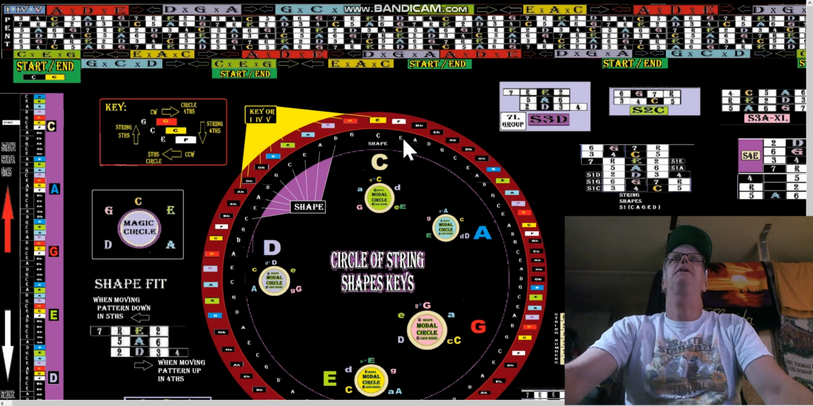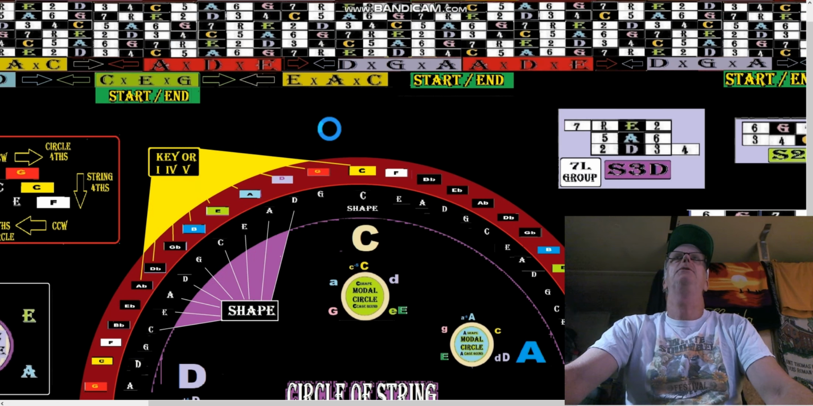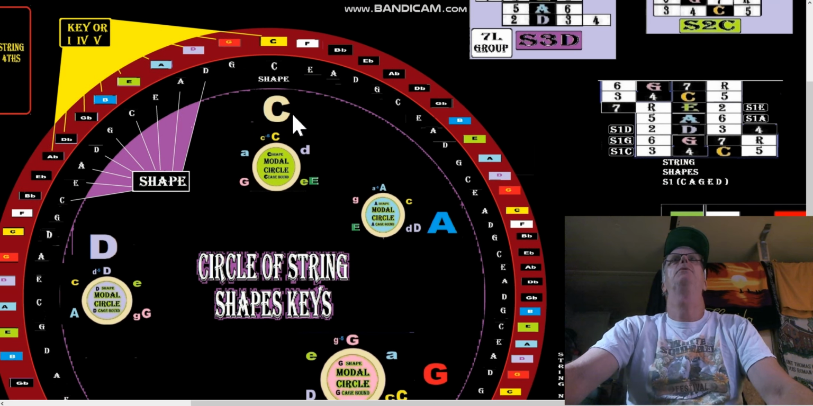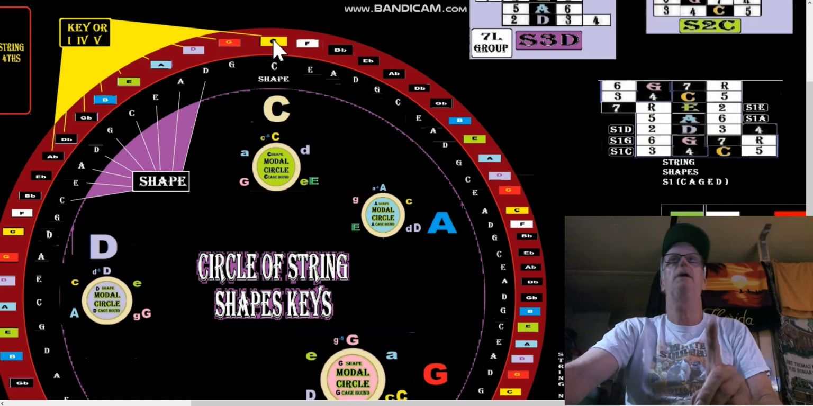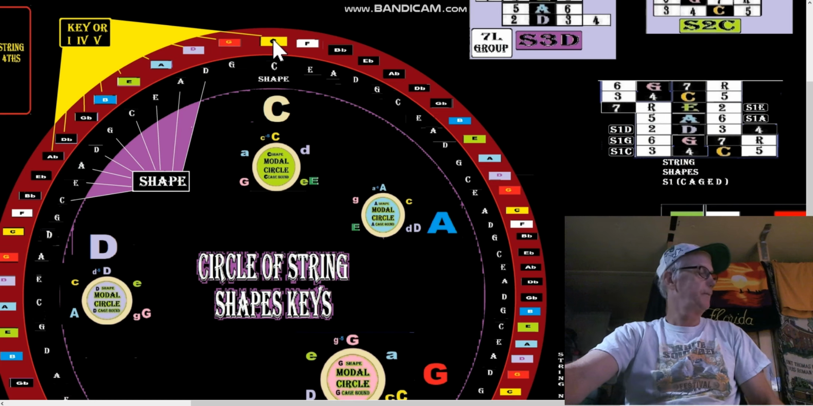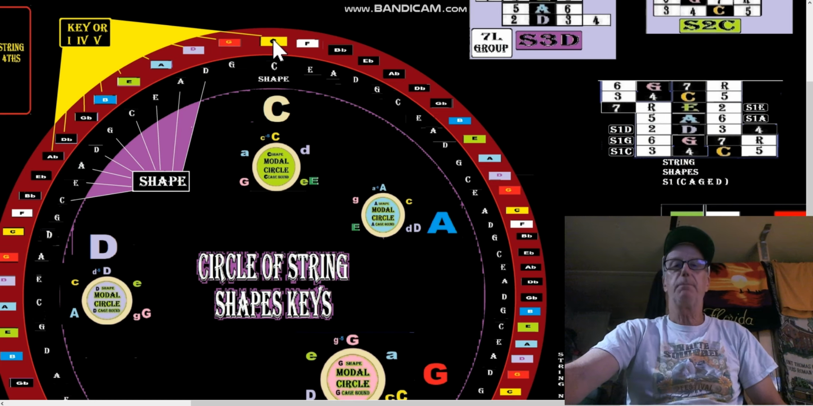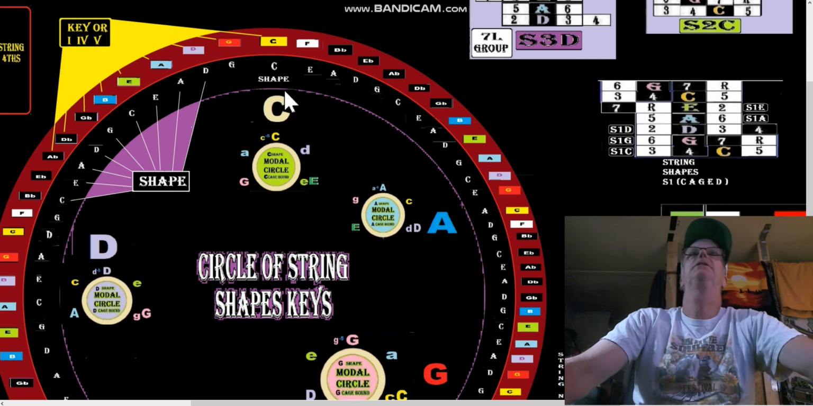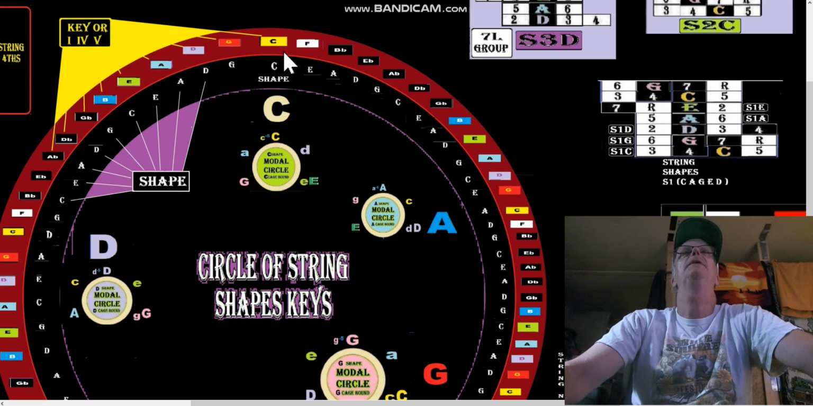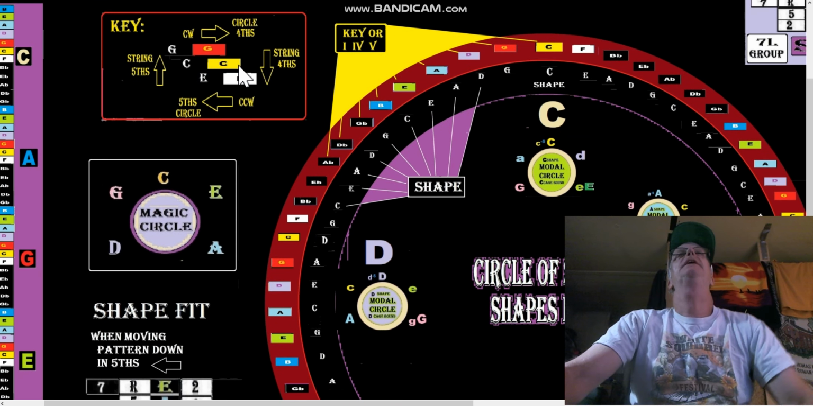I've solved the anomaly by doing the 60 chord system. So we start with a C-shaped C, the 60 string shape key system, right? Start with a C, notice all the C's here, everything lines up. Now we don't have any problem. We just go to the right. Let's look at the key.